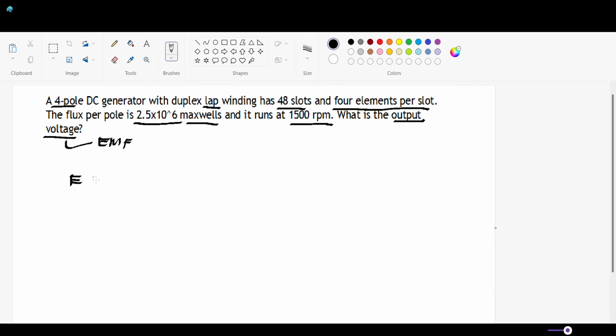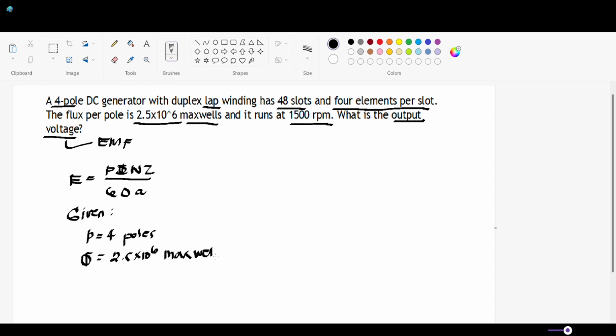Again, our formula. Okay, how many poles do we have? Let's write down the given. There are 4 poles with a flux per pole of 2.5 times 10 raised to 6 Maxwell. The speed is 1500 RPM.